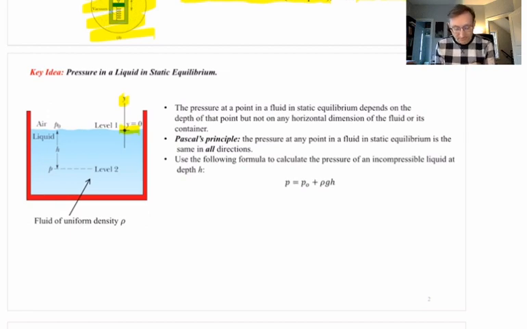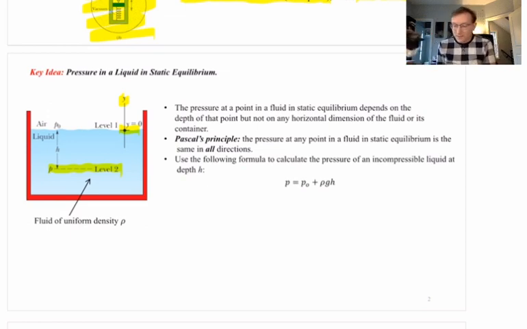Then we've gone to some level 2 below the surface, and it's at a depth h below level 1. And we want to know how to figure out the pressure at that location, level 2. If we put our little pressure sensor at level 2, what would it measure? What would its value be? Okay? See how it's labeled there?